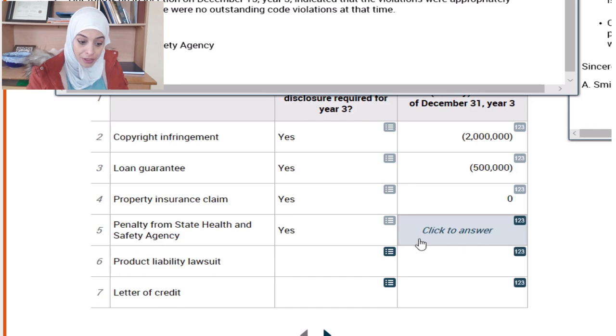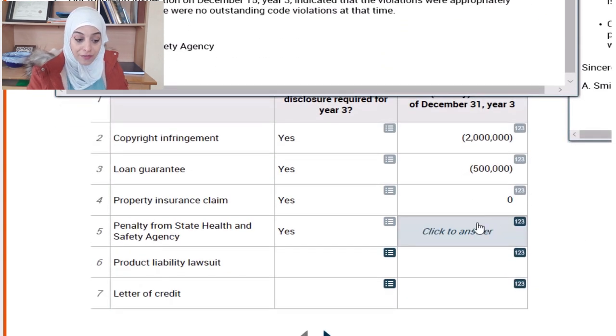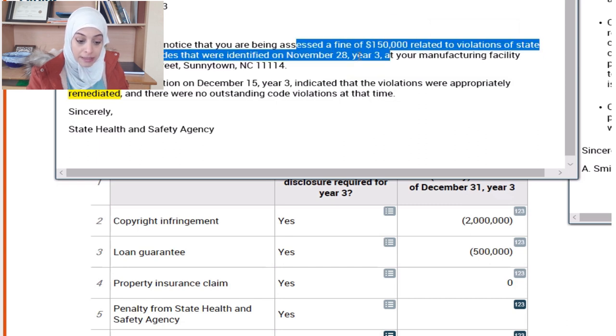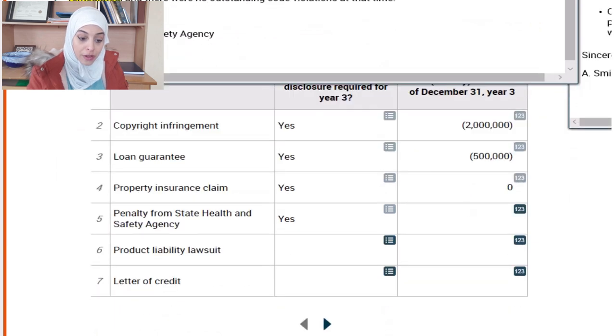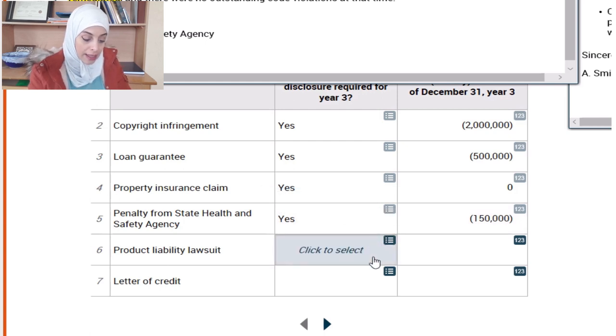And regarding the amount, as they mentioned here, it is $150,000. So we have the amount. Absolutely, we should record $150,000 as a loss for this fine, okay? Because information was already available before the issuance of the financial statements, and it indicated that this amount is probable as of December 31, and it's reasonably estimable. So that's why we should record the $150,000 here as a contingent liability. So we just put minus $150,000 and record it. The next question here is the product liability lawsuit.